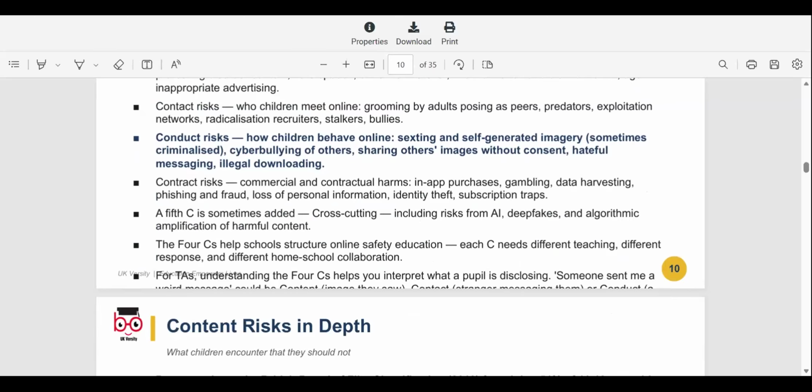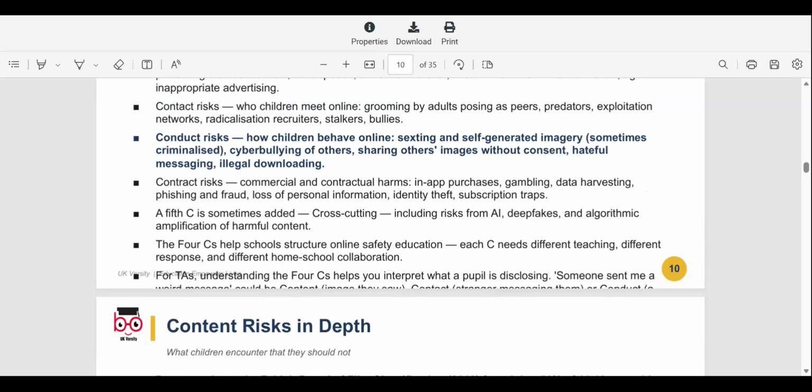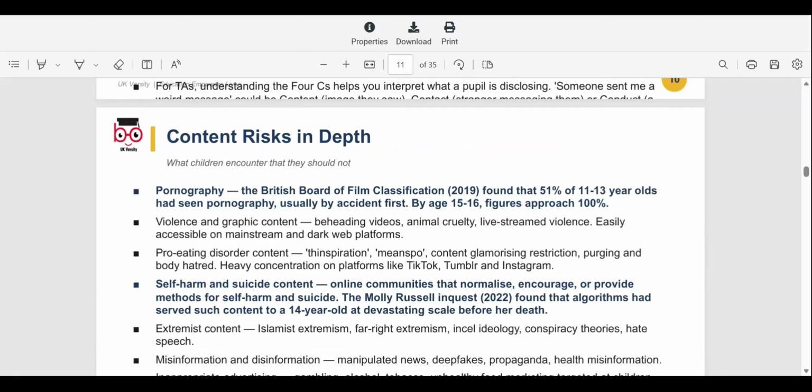And it should be up to the school to make sure that children are protected from things like sexting and self-generated images, because that goes around quite a lot now, where children are sending images to maybe other young adults, and it goes around for cyberbullying.